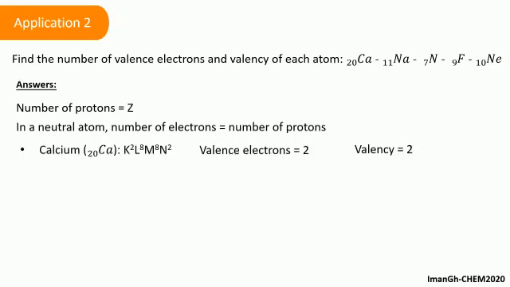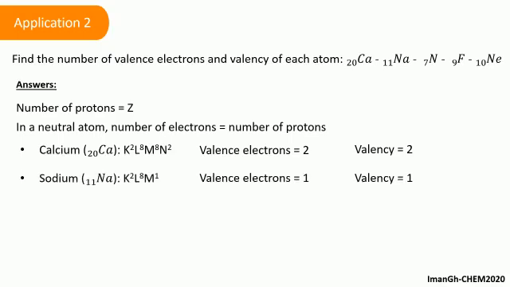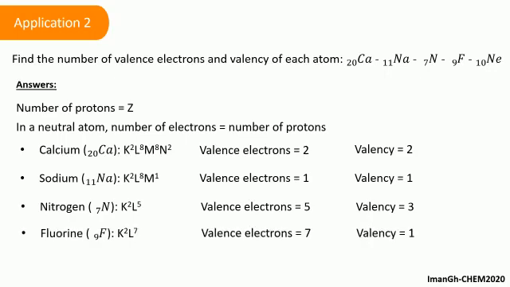So for calcium, it is easier to lose 2 electrons to become saturated with M8, and sodium will lose 1 electron, while nitrogen will gain 3 electrons to become stable with L8, and fluorine will gain 1 electron. The valency of neon is 0 since it's already saturated with 8 electrons because it's a noble gas.